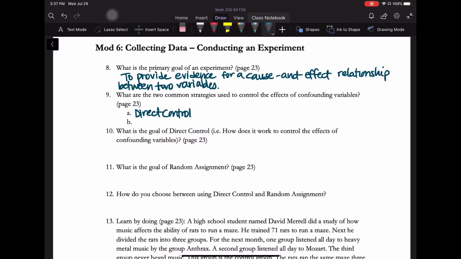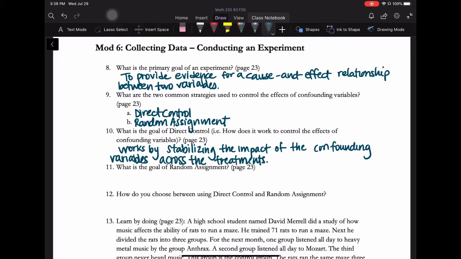Another is random assignment. So when we randomly assign, then we are eliminating the option that if we were to group everybody or if we were to have people self-select, there's going to be bias. The goal of direct control is to stabilize the impact of confounding variables across the treatments. So meaning if I have two different treatments and we think that, again, gender is going to be an issue, we're going to split male and female to receive one treatment and male and female to receive another treatment as well.